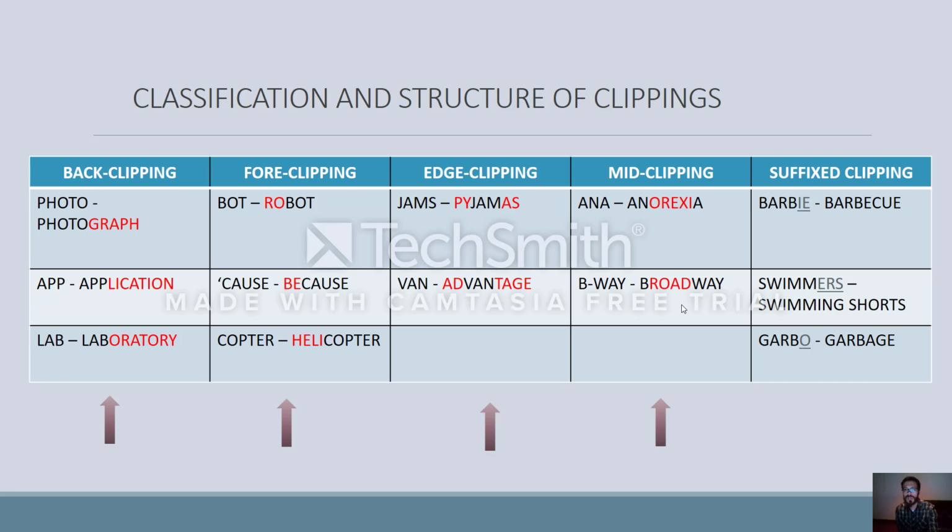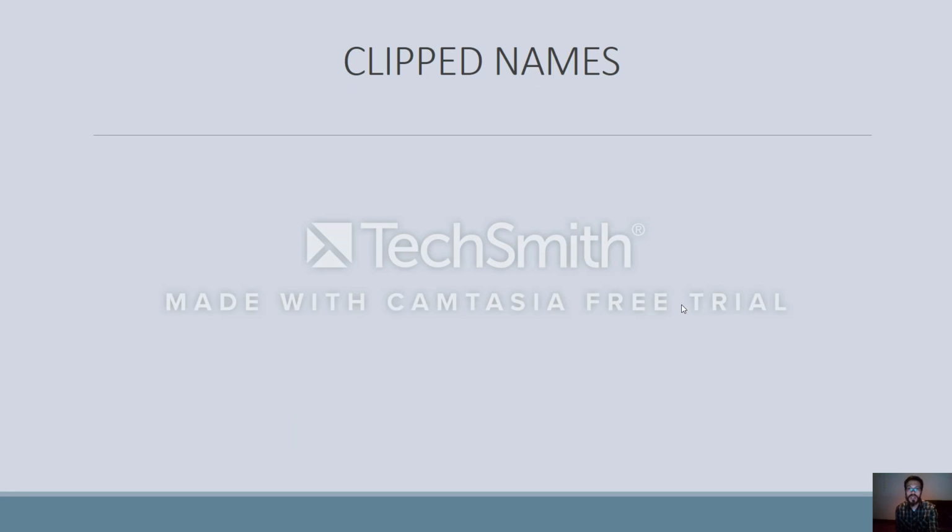In addition, there are some suffixed clipping. That means that the end of the word could change. For example, Barbie is the suffix clipping for barbecue, swimmers for swimming shorts, and garbo for garbage.